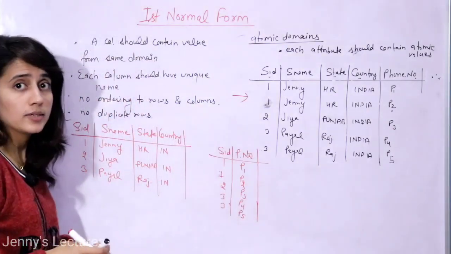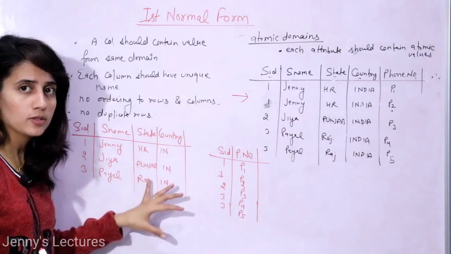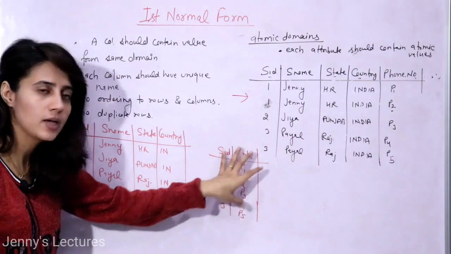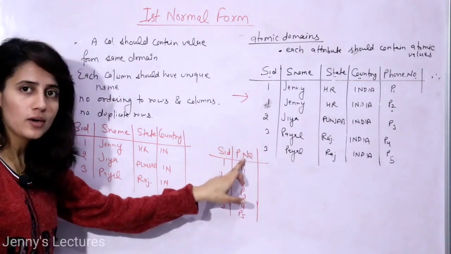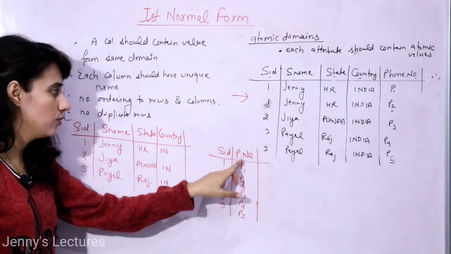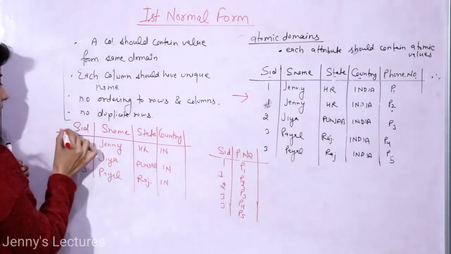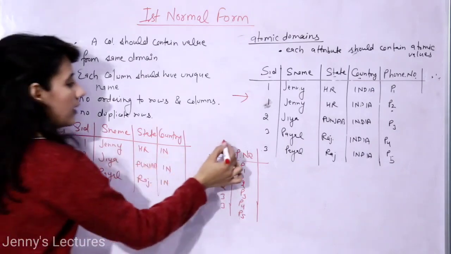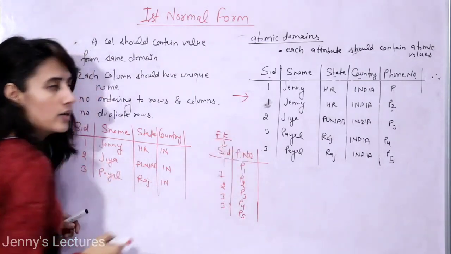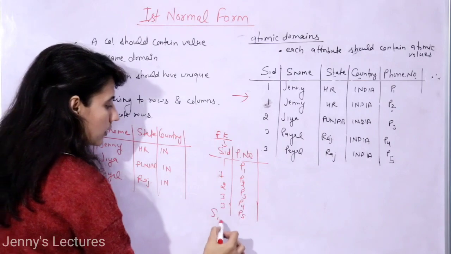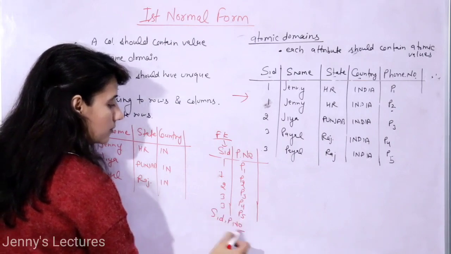You can divide the table into two tables, or you can say for each multi-valued attribute you will create a separate table. So here I am taking the multi-valued attribute, that is phone number, and obviously with phone number I am taking the primary key of the base table. And here this will act as a foreign key, right? And for this table the primary key would be both SID and phone number.